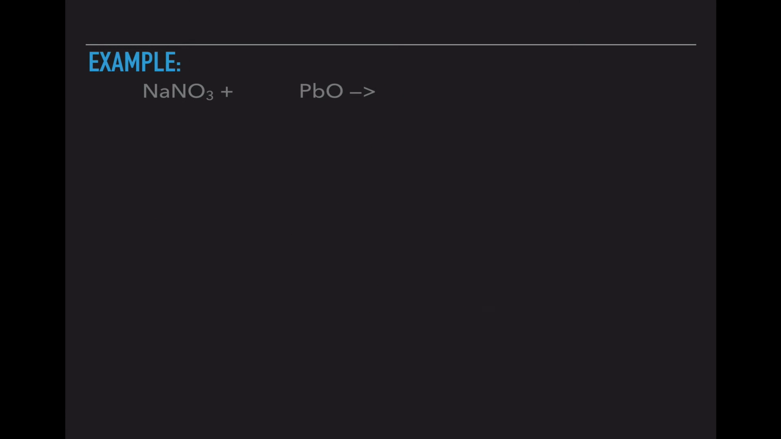On to our next example. We have sodium nitrate and lead oxide. So step 1 is determine the type of reaction that this is. And since I have 2 compounds, that means this is again a double replacement reaction.